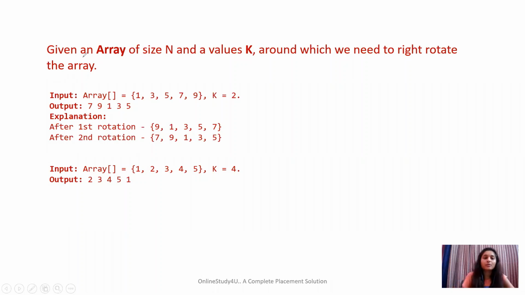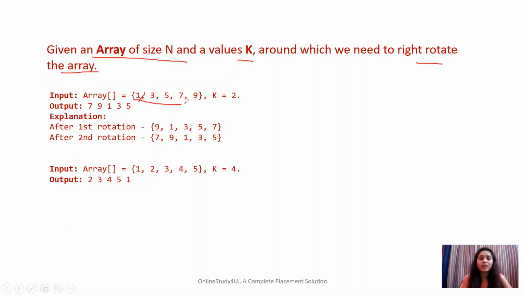So coming on to the coding question, we are given an array of size n and the value k. We have to right rotate the array by k. Let's see the example and understand it better.